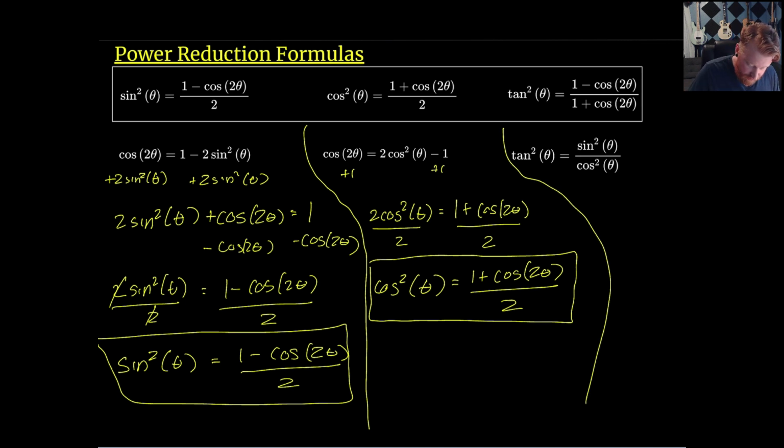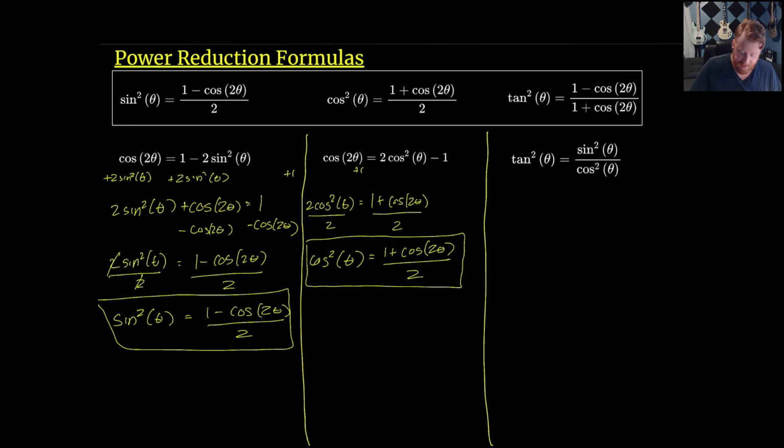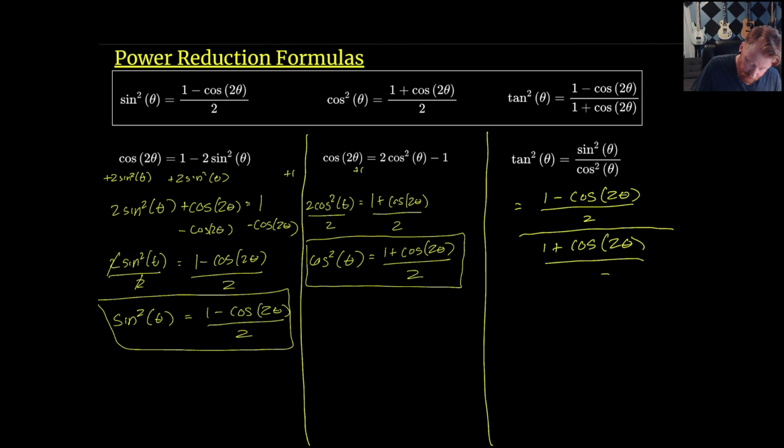Maybe actually, let me make these a little bit smaller. All right, now we've got some room here. To get the tangent squared, we're just going to use what we have on the other side here. I know that tangent squared theta is equal to sine squared theta over cosine squared theta. So I can just write in what I know sine squared theta to be, which is 1 minus the cosine of 2 theta over 2, and this is all over the cosine squared, which is 1 plus the cosine of 2 theta all over 2.